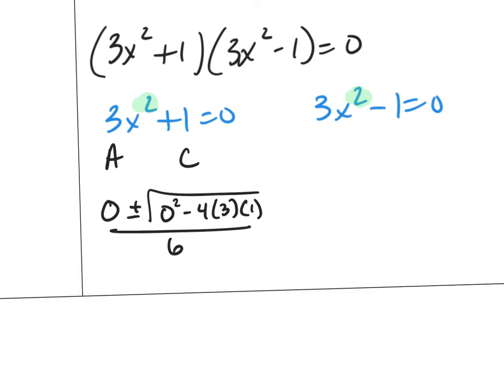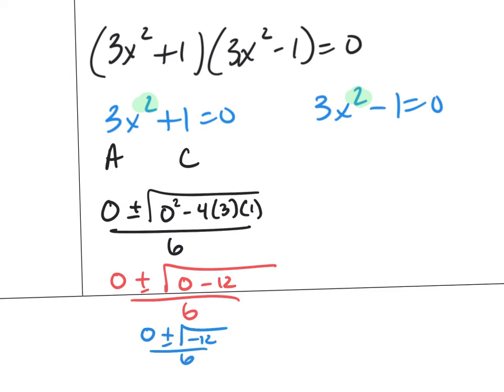So hopefully you understand why I have those zeros in there, because we do not have a b value, so my coefficient is 0, and it's going to be the same thing for the other one on the other side as well. So let's go ahead and simplify this here. 0 plus or minus the square root of 0 times 0 is 0. And then we have negative 4 times 3 is negative 12 times 1 is still negative 12, all over 6. Continue to simplify this. We would have 0 plus or minus the square root of negative 12 all over 6.